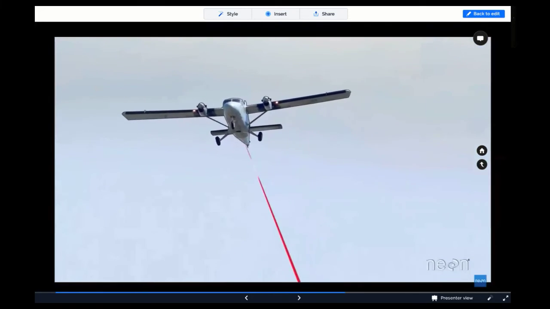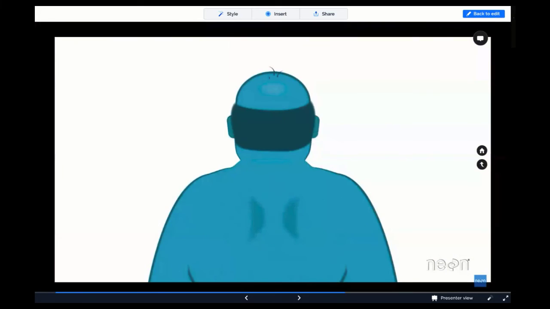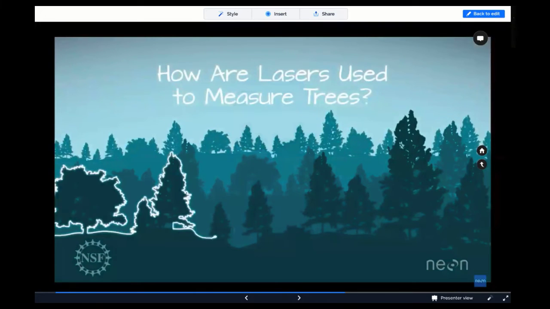But aren't lasers used for stuff like, I don't know, scanning barcodes, making your favorite band look awesome, removing hair? Ew. Seriously, how does a LiDAR system use lasers to measure stuff?